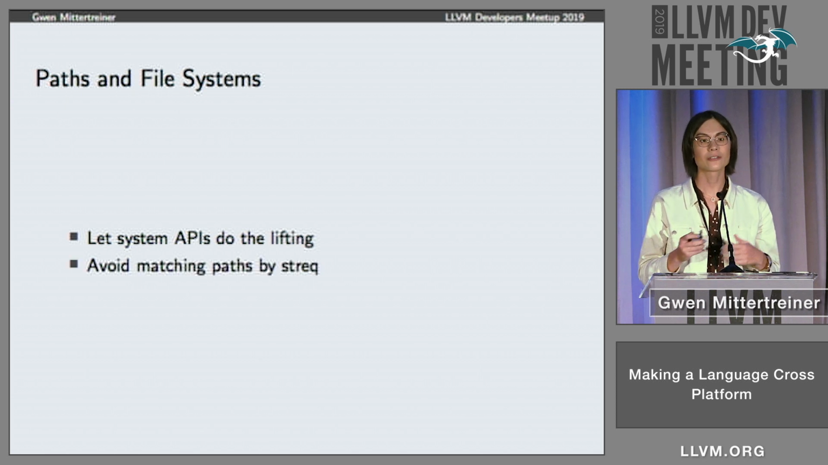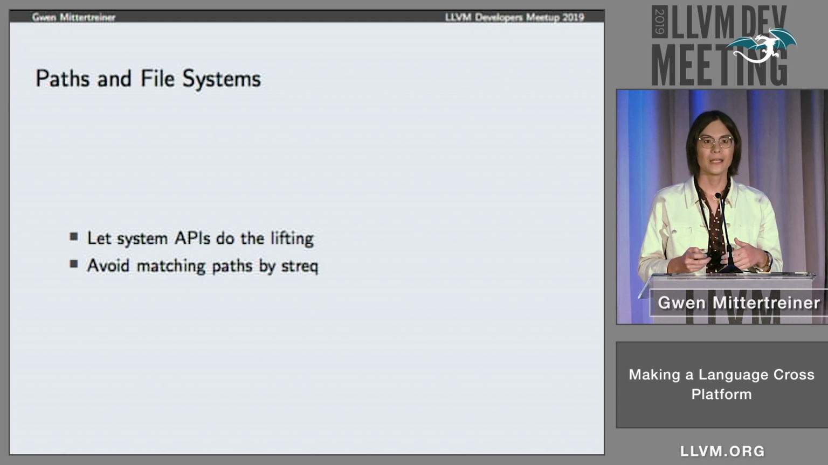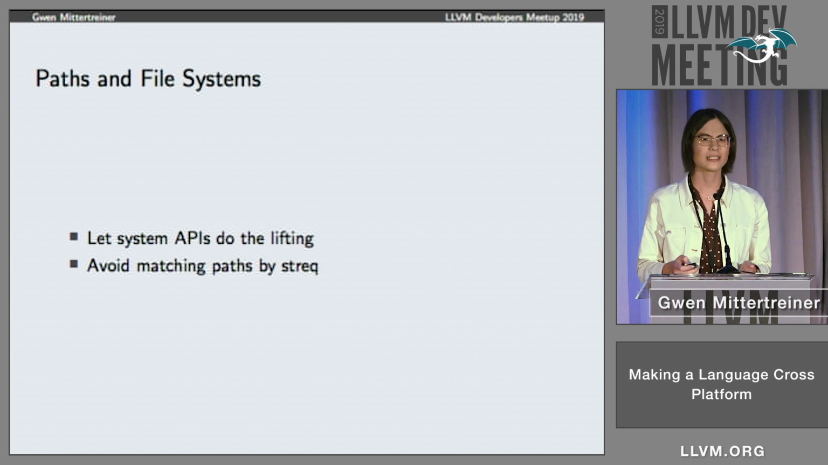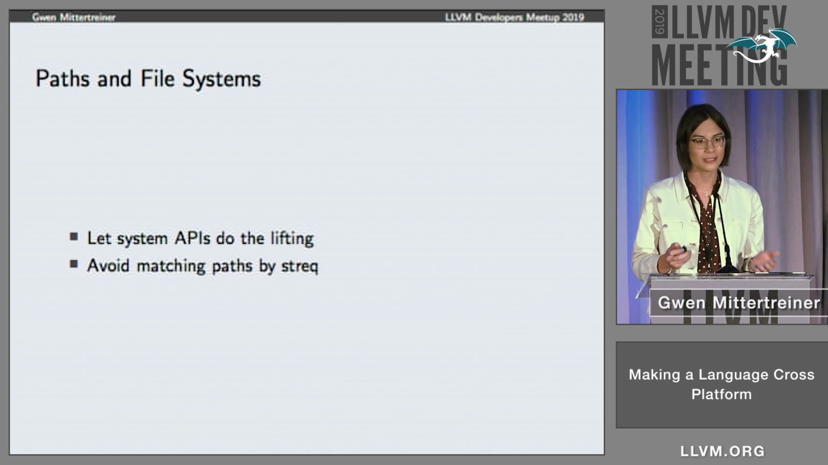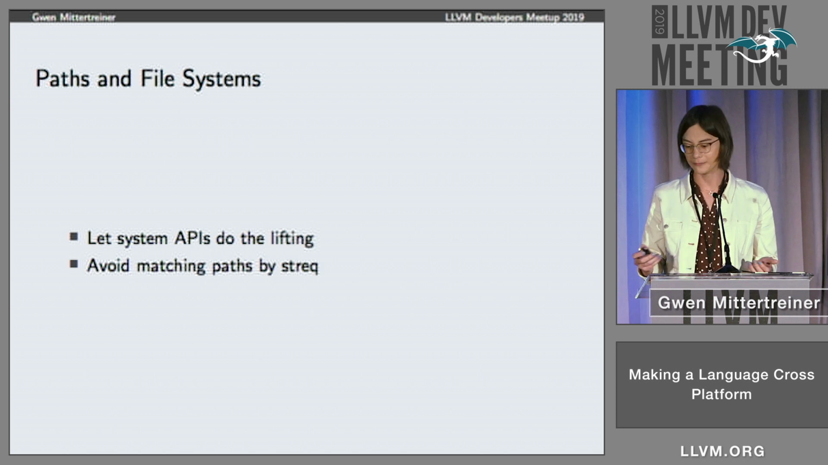Similarly, try to avoid string matching paths when testing. This is for multiple reasons, not just for, say, matching forward slashes and backslashes, but system directories on different systems are in different places. Say, matching against /tmp will make your tests fail on Android and Windows.